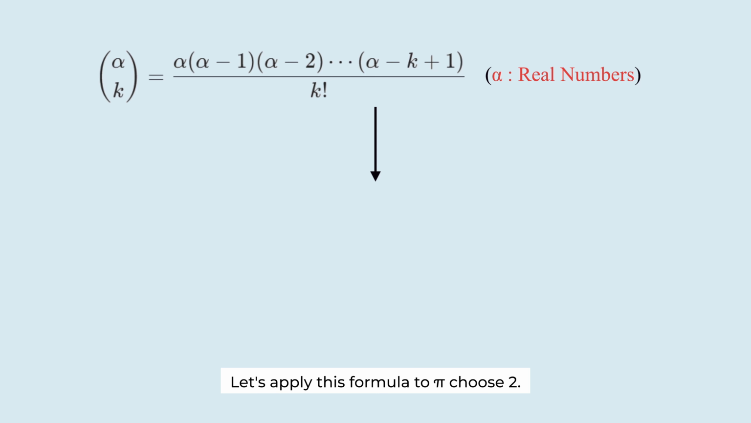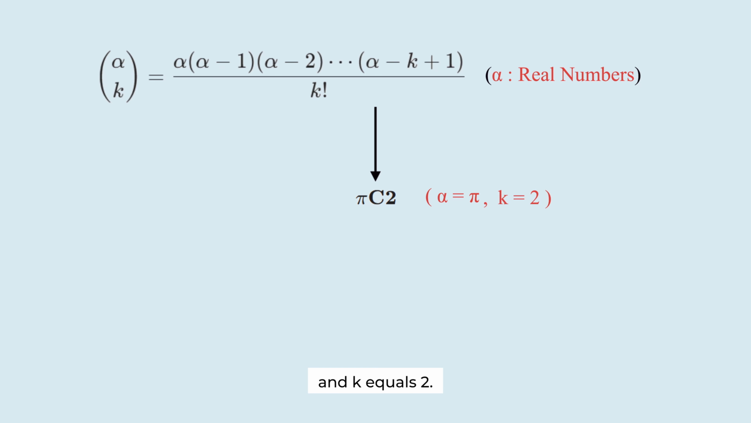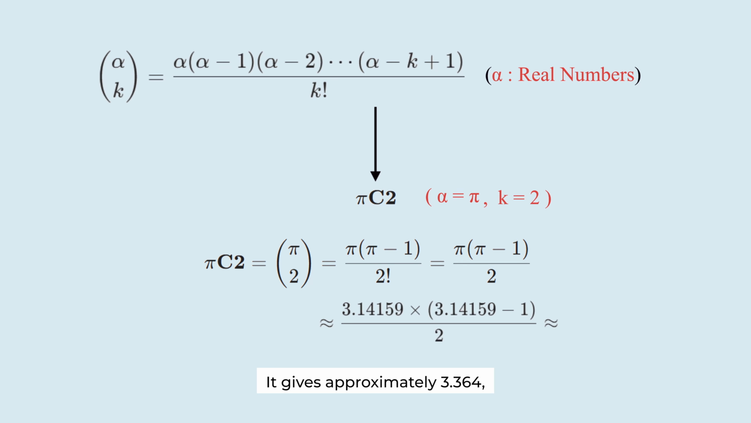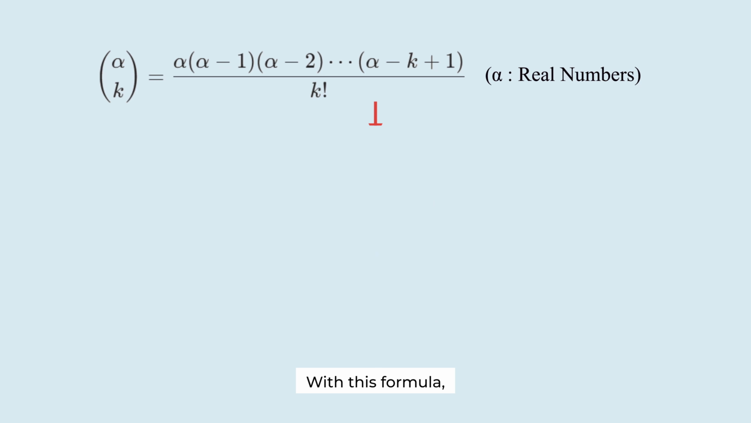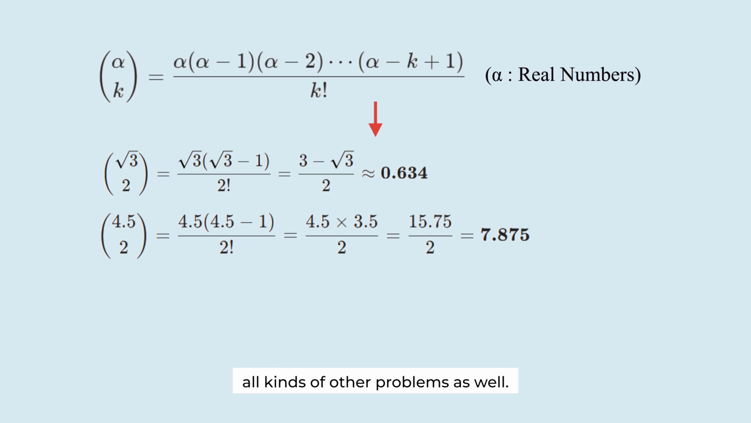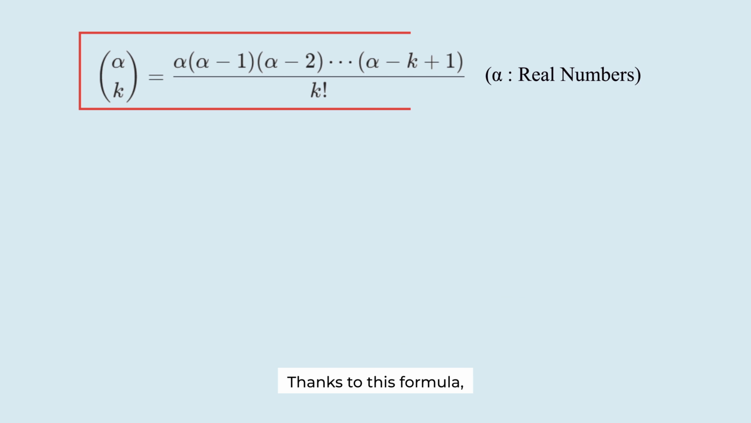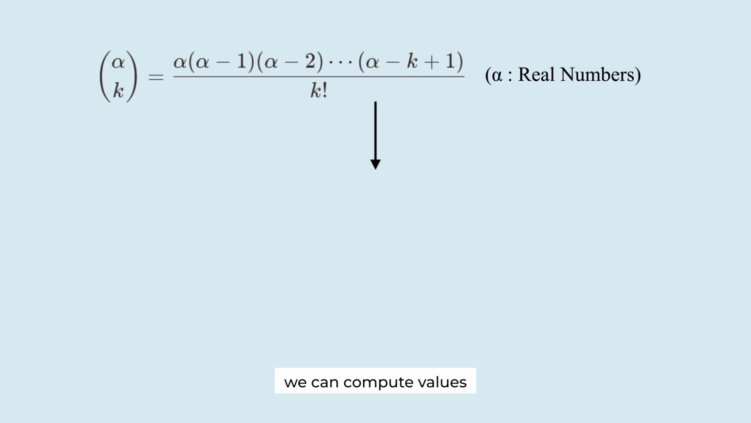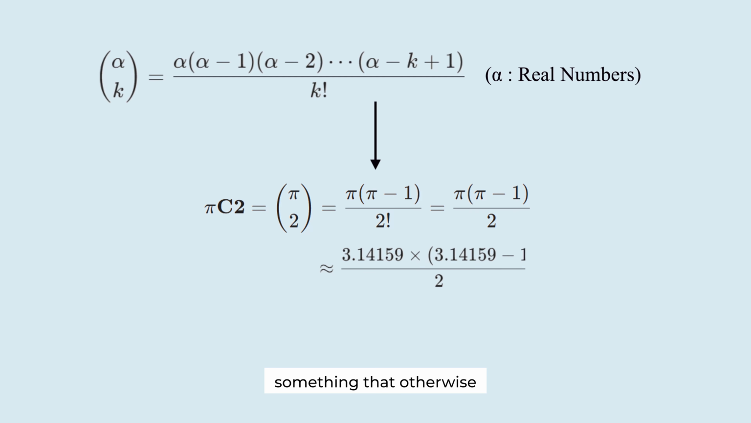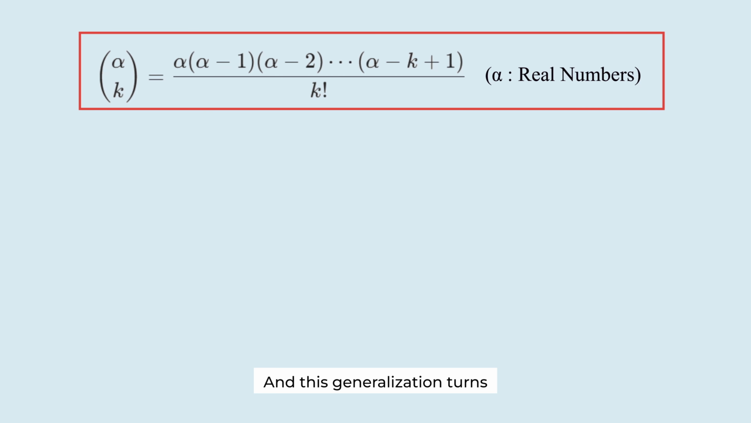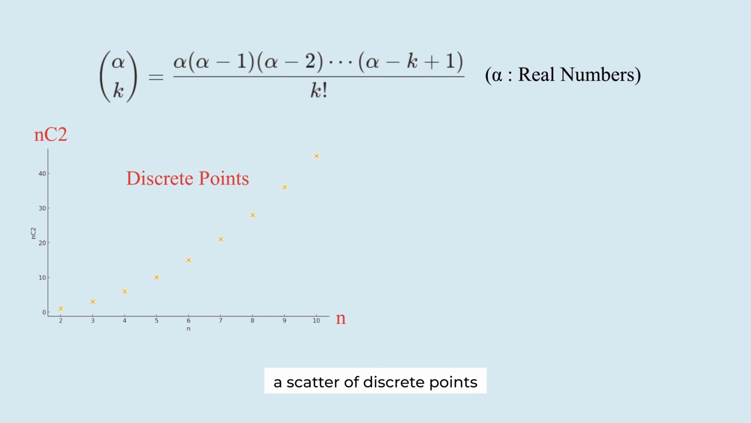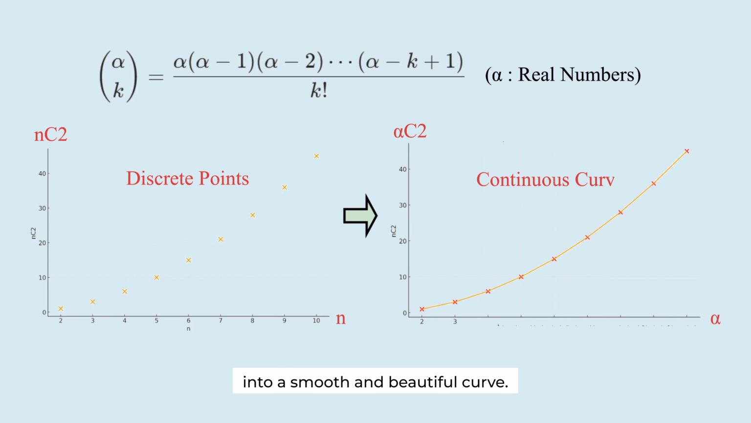Let's apply this formula to pi choose 2. Plug in alpha equals pi and k equals 2. It gives approximately 3.364, which fits perfectly between 3 and 6, just as expected. With this formula, you can easily solve all kinds of other problems as well. Thanks to this formula, we can compute values like pi choose 2, something that otherwise would seem impossible. And this generalization turns what used to be just a scatter of discrete points into a smooth and beautiful curve.